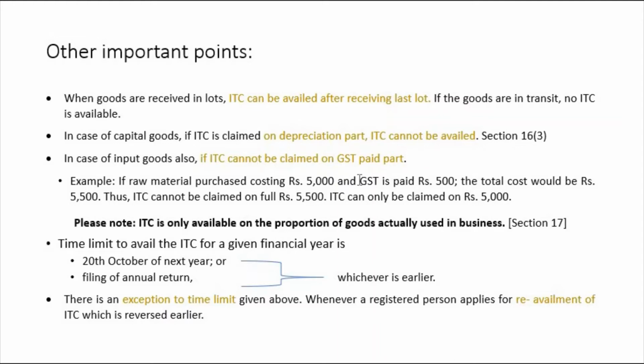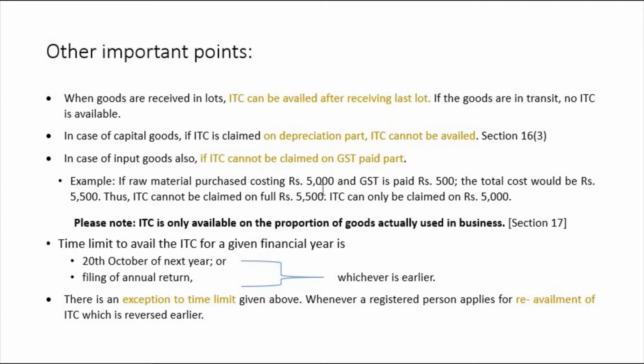If you have not understood these 2 points, consider this example. If raw material is purchased costing rupees 5000 and GST paid is rupees 500, the total will be 5500, and therefore ITC cannot be claimed on the full 5500. It can be claimed only on 5000 rupees, right? If you have not understood, please pause the video and read it again.